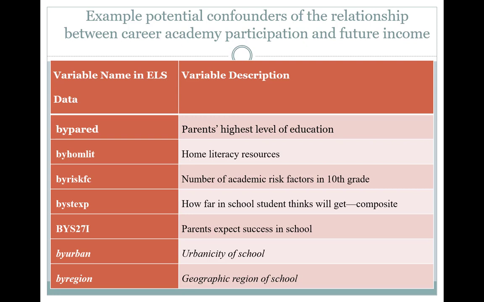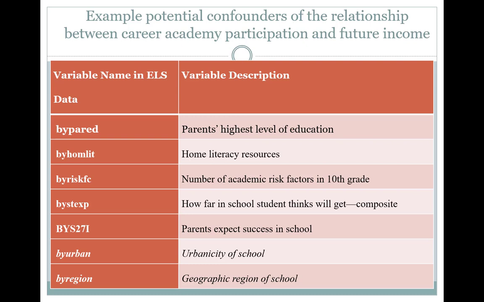Okay. Now, for the specific career academy example that we're talking about, these are some variables that are available from the ELS study that could be good candidates for true confounders. Parents' highest level of education, home literacy resources, number of academic risk factors in 10th grade, and so on. Now you can see that the first 5 in this list are child or student level potential confounders, and the last 2 are school level potential confounders.